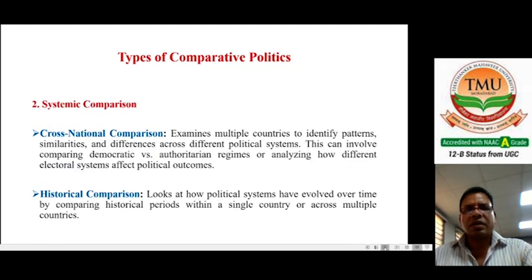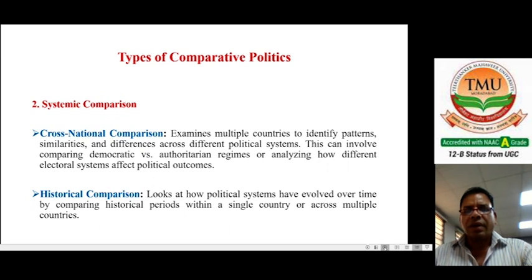Then come to the next type, which is called systematic comparisons. When we talk about systematic comparison, it is also a cross-national comparison. That means examining multiple nations, multiple states, to identify patterns, similarities, and differences across different political systems. This can involve comparing democratic versus authoritarian regimes or analyzing how different electoral systems affect political outcomes. This is a very important type of comparative politics.